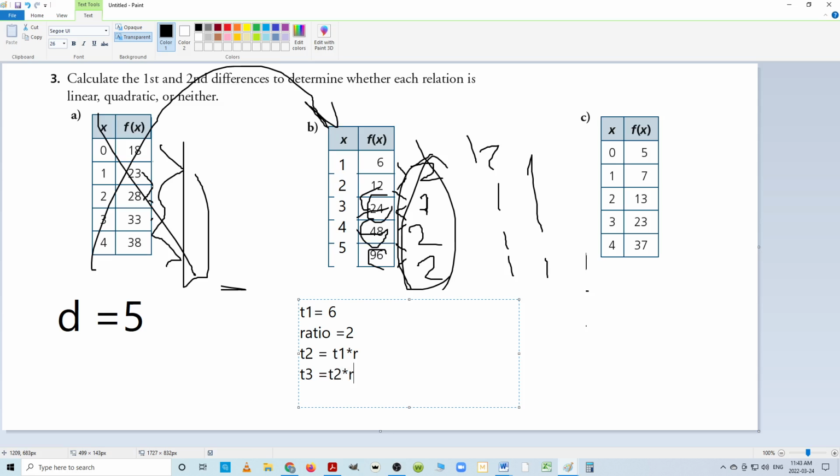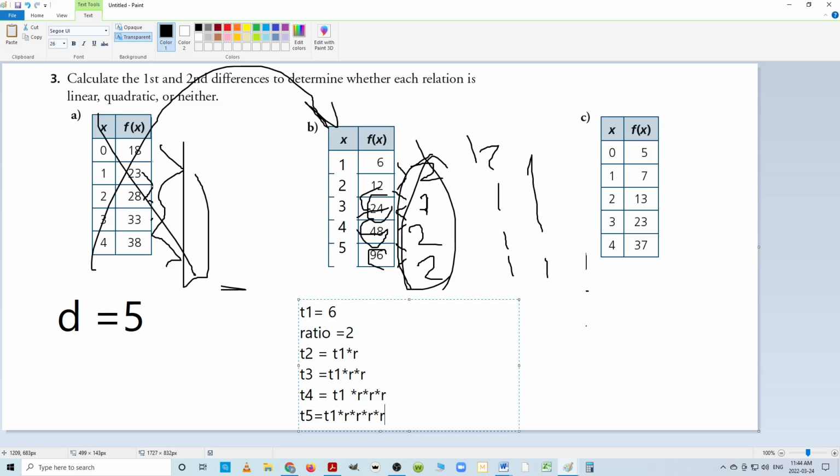So if term 3 is term 2 times the ratio, and term 2 here is this, I can replace this with term 2. And I can see I've got term 1 times the ratio twice. It turns out that term 4 is equal to term 1 times the ratio 3 times. Term 5 is equal to term 1 times the ratio 4 times.